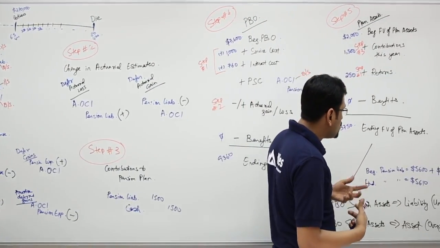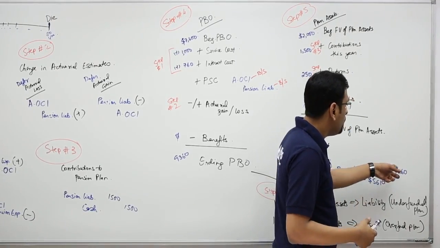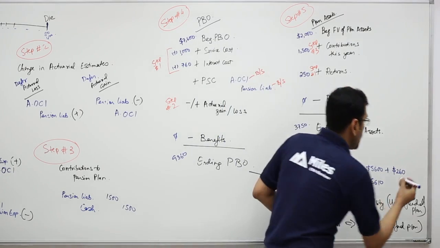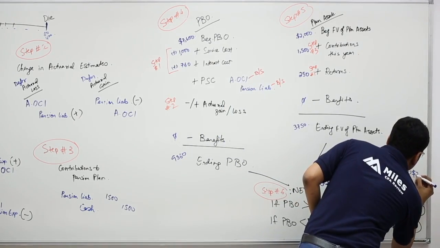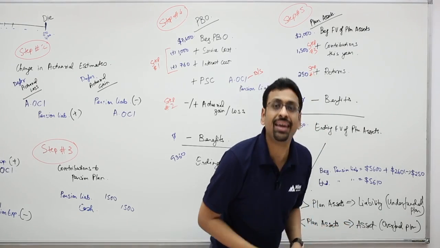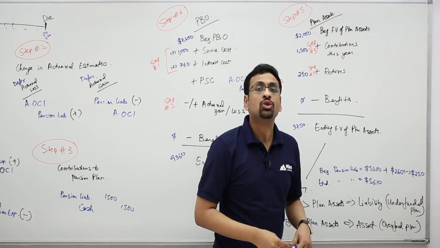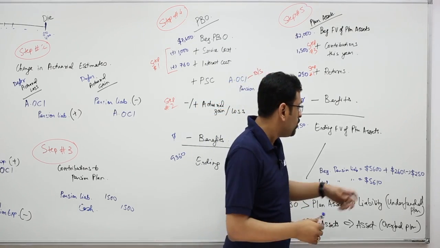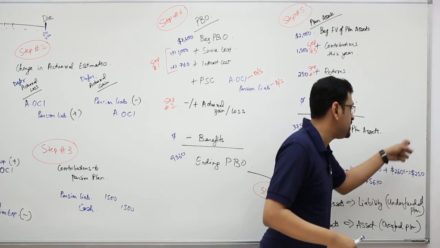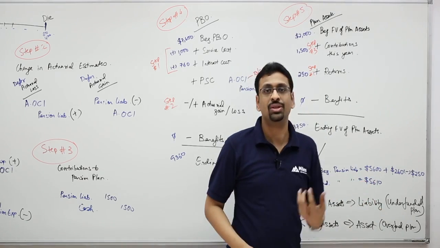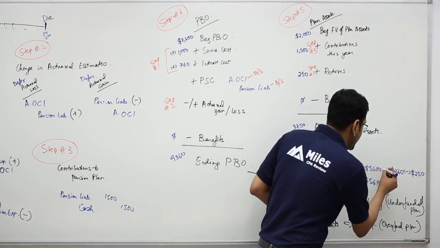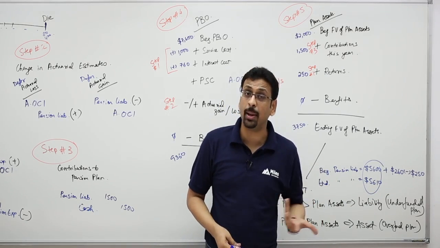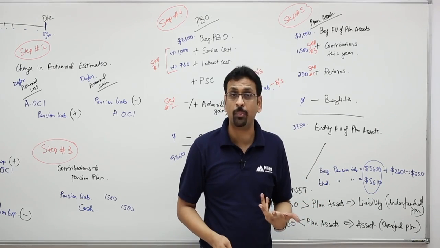So the beginning pension liability was $5,600 plus $260, the shortfall contribution, minus $250, that's the increase in accumulated OCI. So if accumulated OCI increases, the liability would decrease. So 5,600 plus 260 minus 250 gives us 5,610. So that's the reconciliation between the beginning and the ending. This could be a useful tip for you on your CPA exam question.